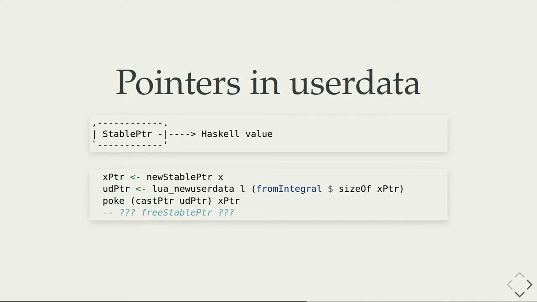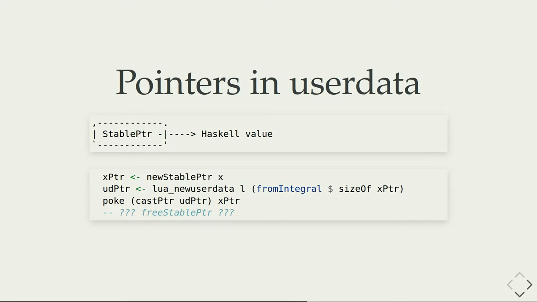Here's the example code, which is quite simple to understand. I think it's, first we create a new stable pointer and we create a new user data object, which is this Lua new user data, and it must be of the size big enough to hold this stable pointer, and then we write that stable pointer into the memory location that's given to us by the new user data. So in the end, we have just what we wanted, the stable pointer inside a user data.